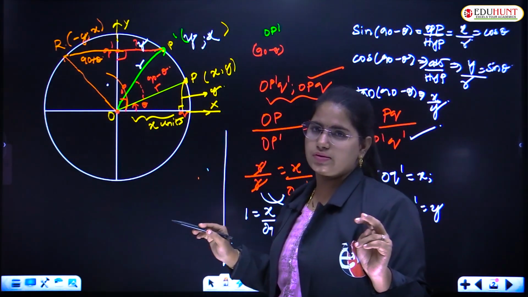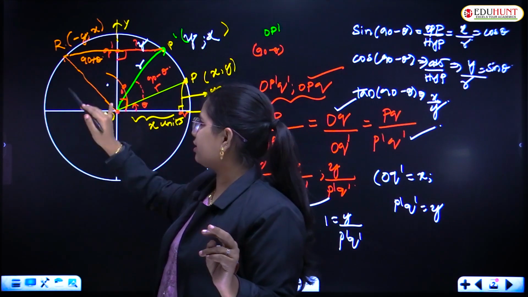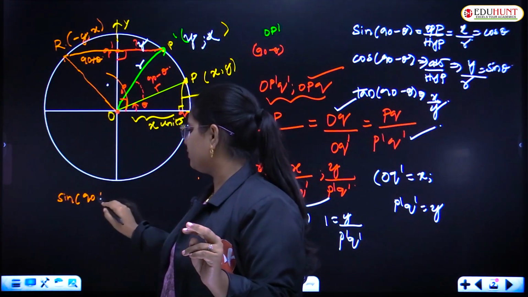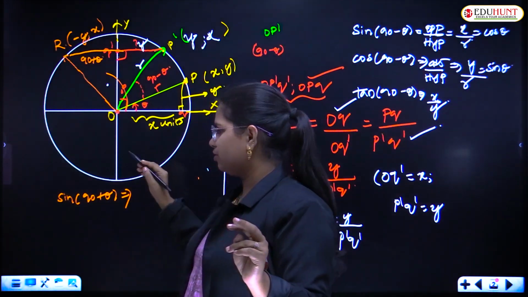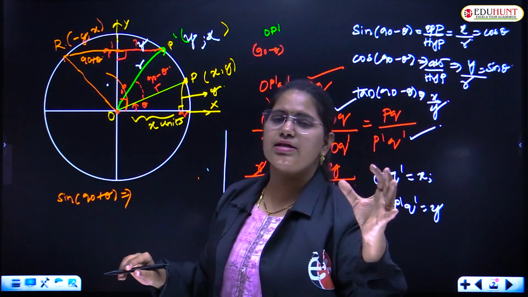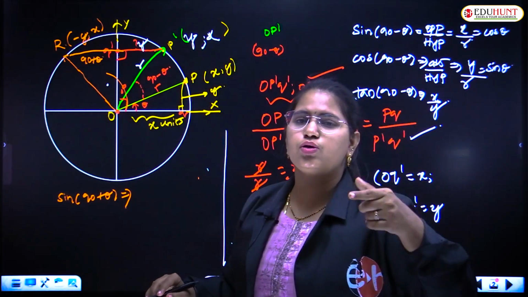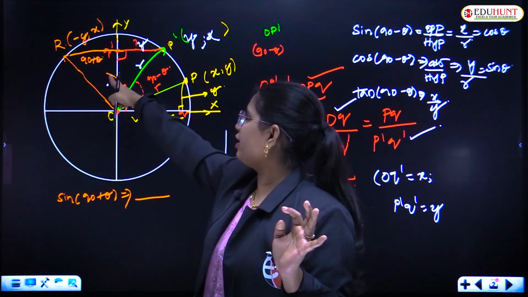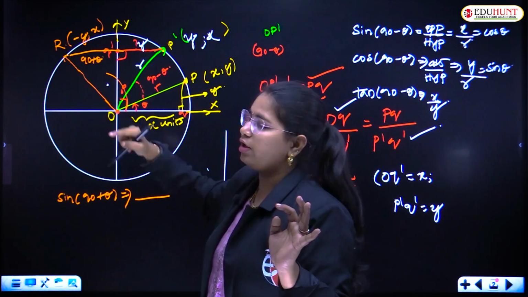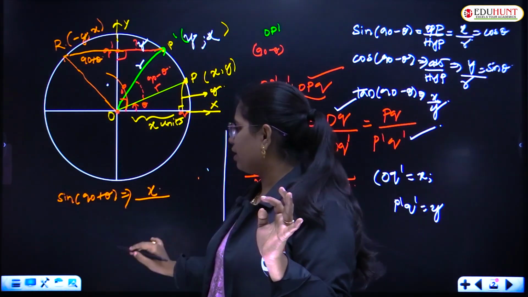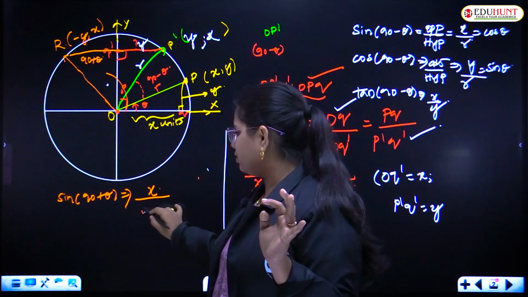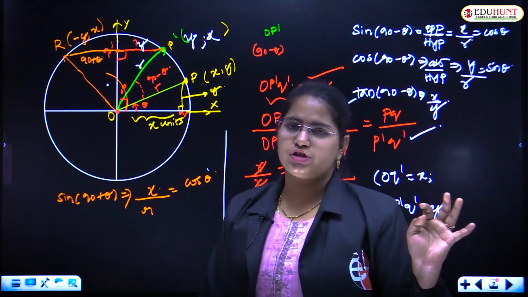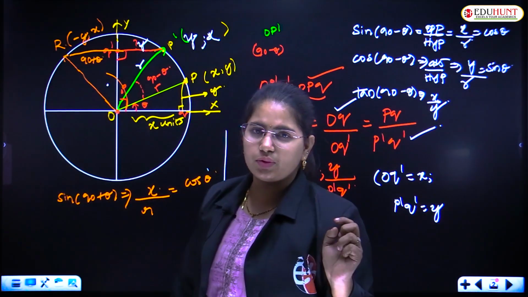Minus y comma x. So from this diagram, if I want to derive sine 90 plus theta, always sine is defined as y coordinate to radius. Y coordinate to radius. How will you define this? What is y coordinate of the figure? X by r. What is x by r? Which is cos theta from the figure. Am I clear with this?